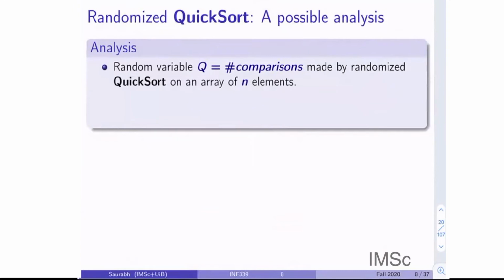So randomized quicksort is something which I would like to do. The random variable Q is the number of comparisons made by randomized quicksort on an array of n elements. What did we show? We showed, last time or the time before, that the expected running time is order n log n, so our expected number of comparisons is order n log n. Now you could ask, what is the probability that you will be close to your expectation? This is what is called high probability analysis.